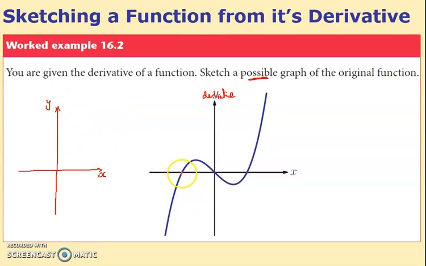Now, where it's 0, just be aware of this. The gradient is 0. The gradient is 0. The gradient is 0. So at these 3 points, we have turning points, we have stationary points, because the gradient is 0.